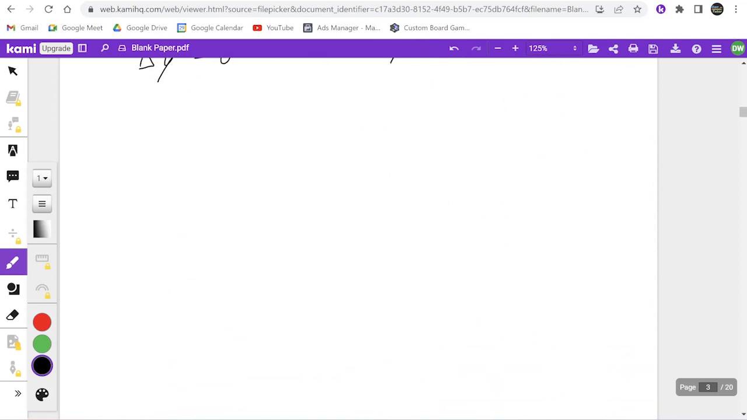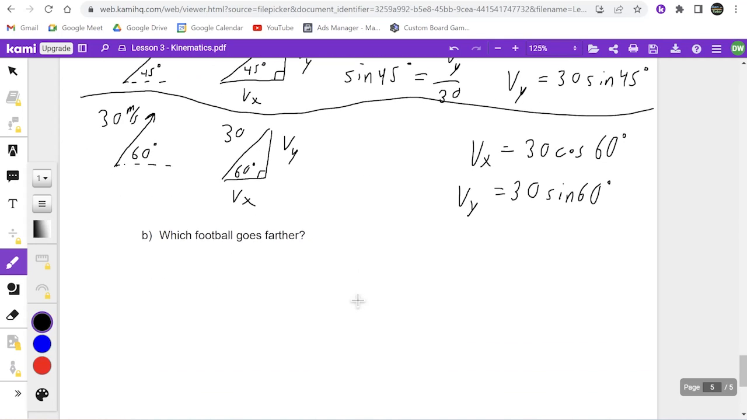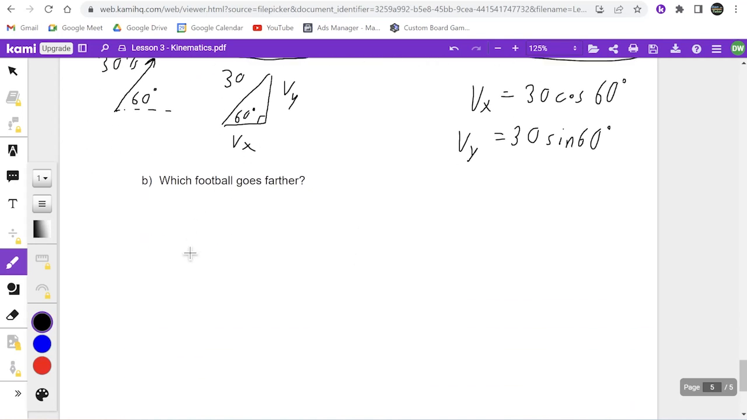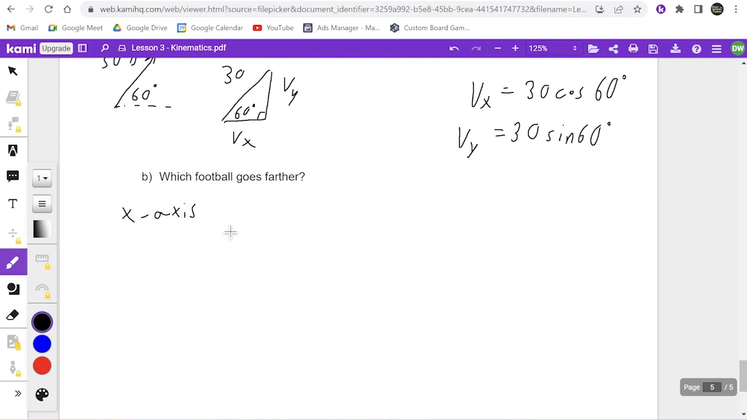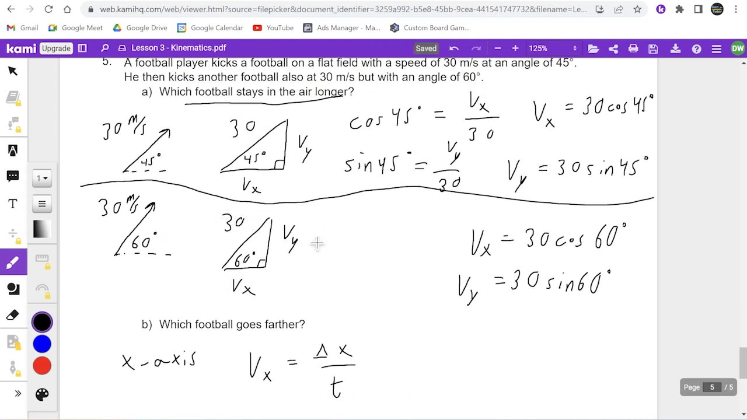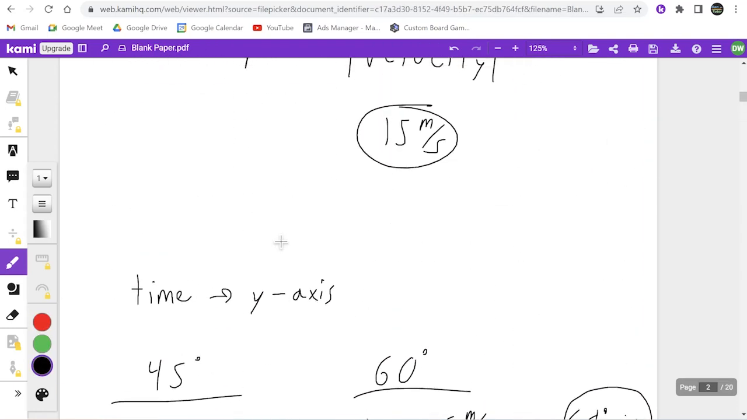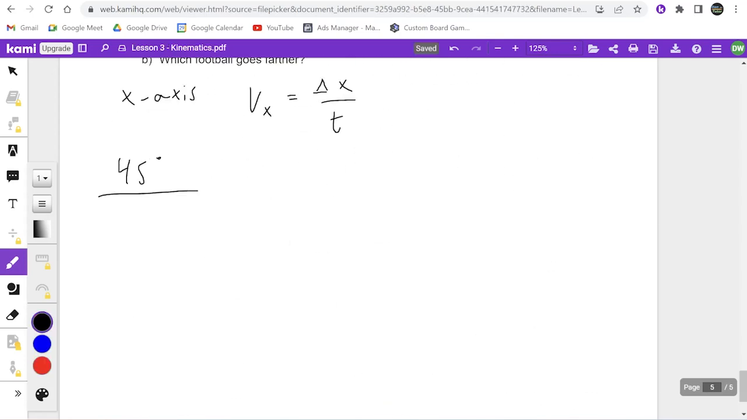And then the only thing left to do is solve part B. Part B asks which football goes farther. In other words, we are going to look at the x-axis because, as I said earlier, for distance, you look at the x-axis. Now, remember, for the x-axis, you're just using this equation, Vx equals delta x over t. That's all you need. Okay? Now, for Vx, we'll start with the 45 degree angle. Vx, what was it? I wrote it on the other page. Let me see. We said it was 21.2 right there. So 21.2 equals delta x, which I don't know, divided by time, which I also don't know.